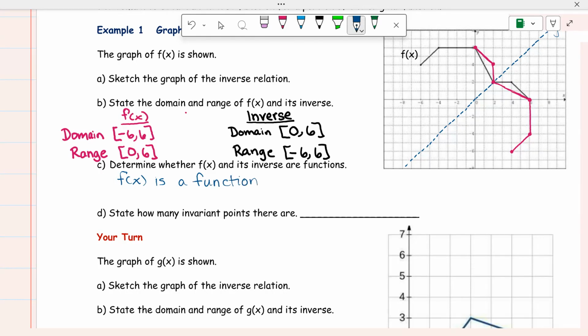Is the inverse a function? No, right? The inverse, boom, you can see on the far right-hand side there, right? At 4, there's definitely 2 points at 4, right? There's 2 points at 6. There's 2 points at 5, right on top of each other. So the inverse is not a function.